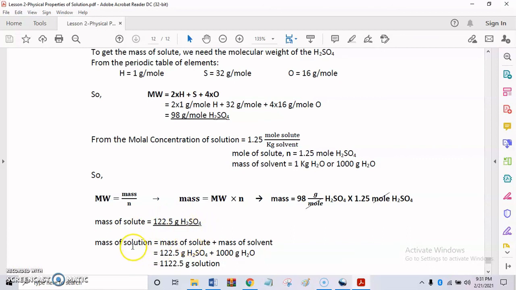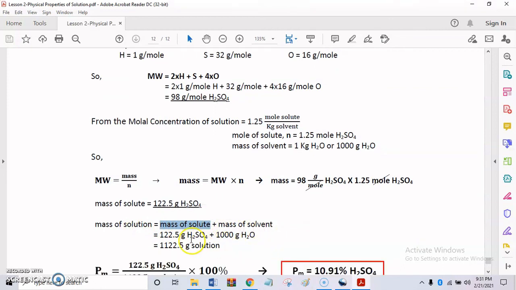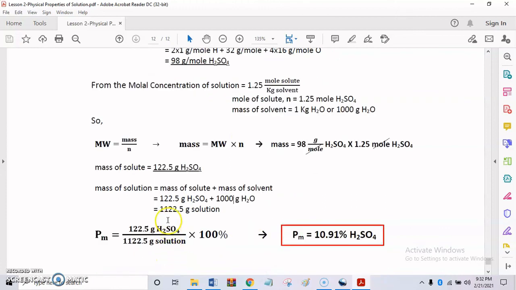Mass of solution is combination of solute and solvent. So, mass of solute is 122.5 gram and mass of water is, itong kilogram solvent, which is 1,000 gram water. So, mass of solution is 1122.5 gram solution. Percent by mass now is equals to mass of solute over mass of solution times 100%. We can get 10.91% H2SO4.